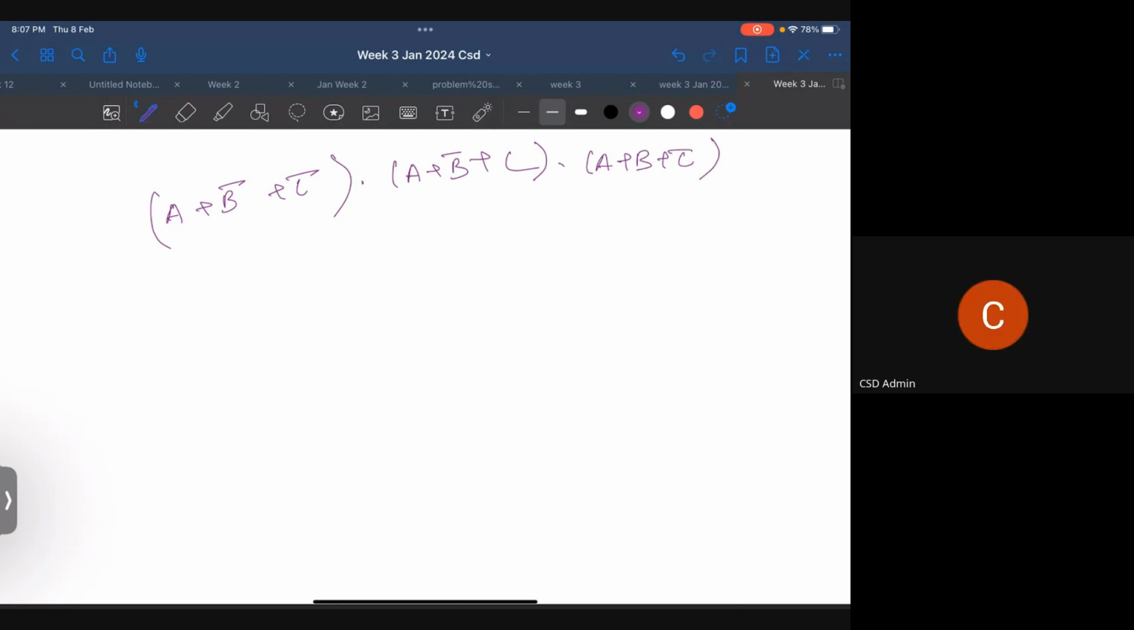So this is the POS, right? Suppose this is A, B, and this is C. So let's write all the possible values.